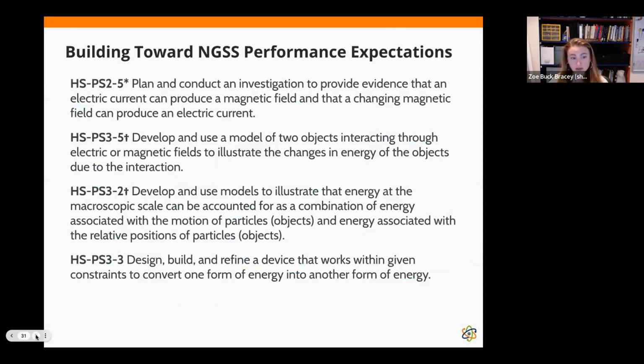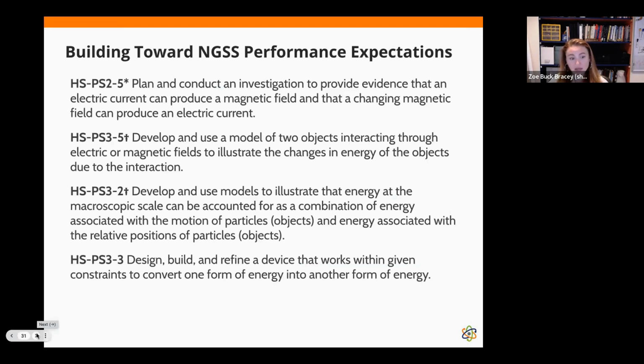So taking a closer look at the performance expectations for this unit, which is the first unit in the physics course, that's the 3rd course of the sequence. There are a lot of performance expectations in here, so I'm going to go through them in 2 different slides. The first 4 are all physical science performance expectations. You'll notice that a lot of these have asterisks and daggers.